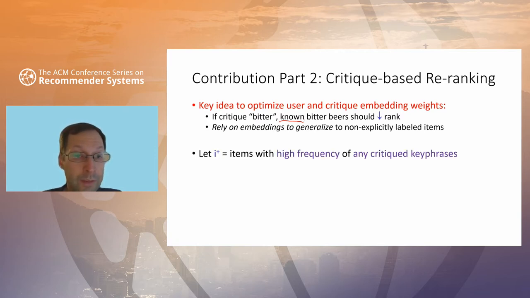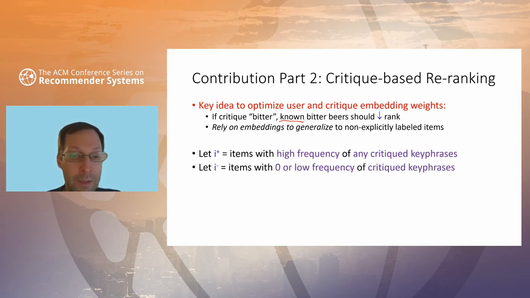Okay, so more formally, let I plus be the items with high frequency of any critiqued key phrases. These are things that we're pretty sure have the thing we critiqued, that should drop. And let I minus, in contrast, be the low frequency items that really don't have a critiqued key phrase. And so I plus and I minus are very small sets. They're very extreme sets. These are things we know should decrease in rank and things that should increase in rank.